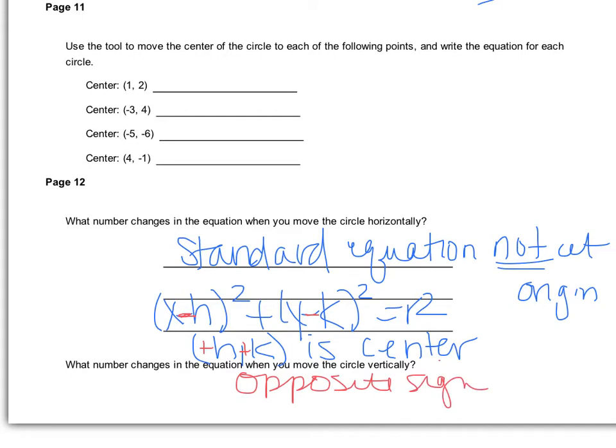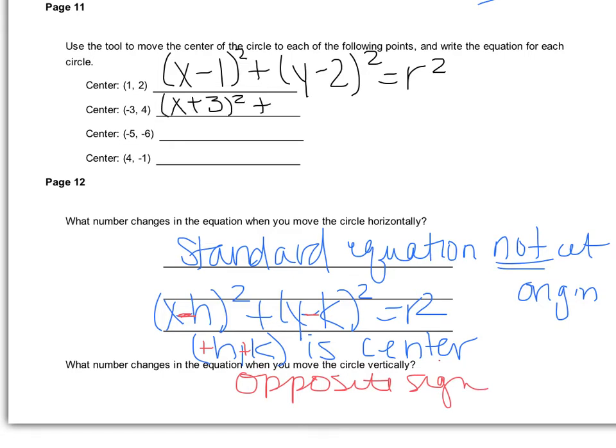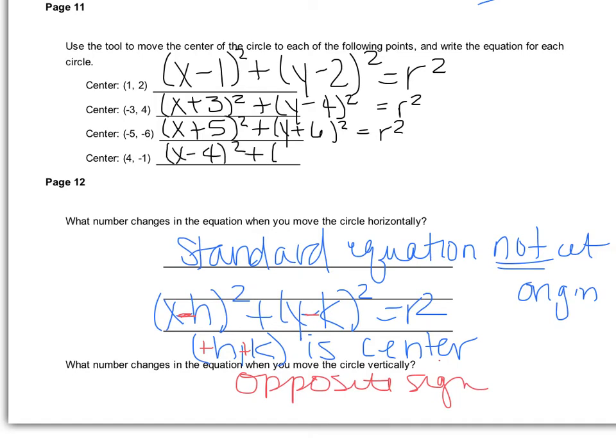So that means if my center was at 1, 2, then this equation would be x minus 1 squared plus y minus 2 squared equals the radius squared, whatever the radius was. So for the next one, it would be x plus 3 squared plus y minus 4 squared equals our radius squared. For negative 5, negative 6, it would be x plus 5 squared plus y plus 6 squared equals r squared. And for a center of 4, 1, it would be x minus 4 squared plus y plus 1 squared equals the radius squared.